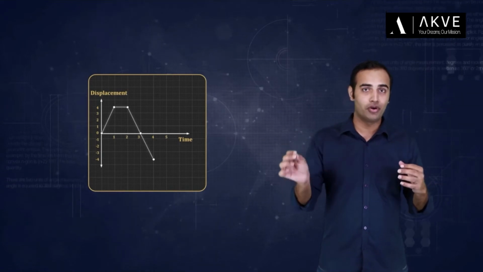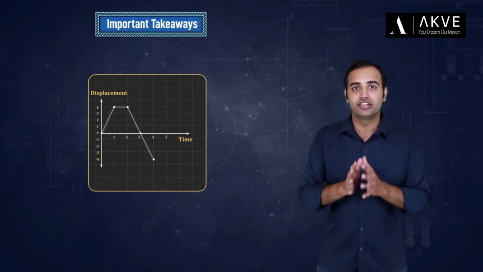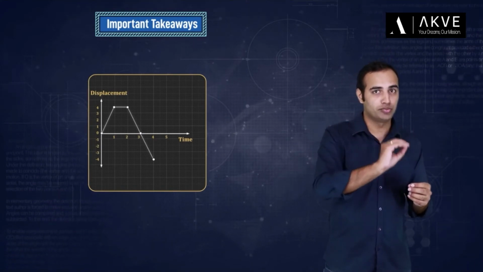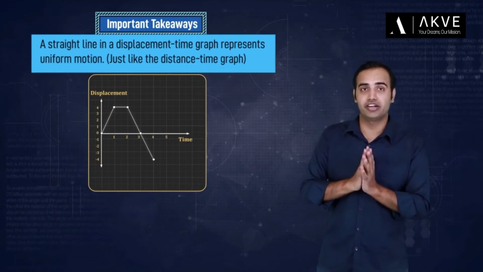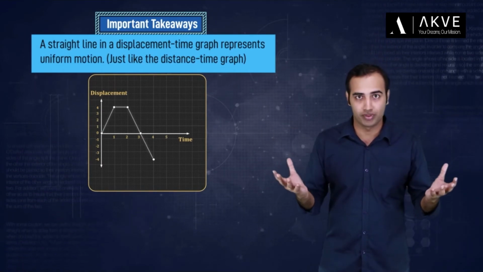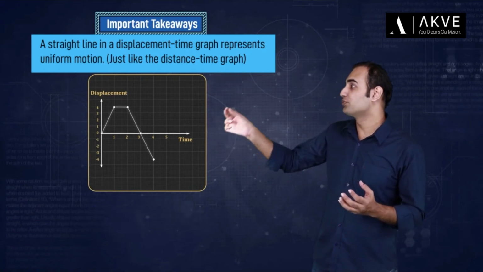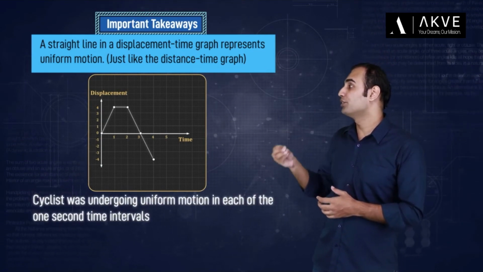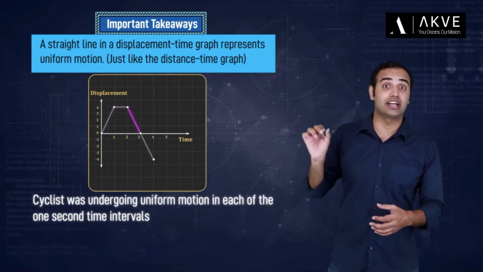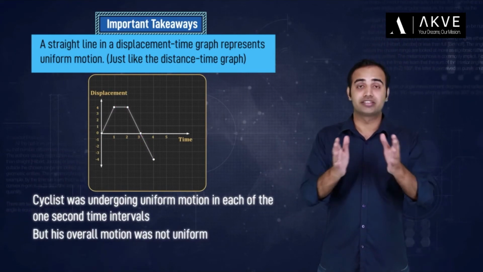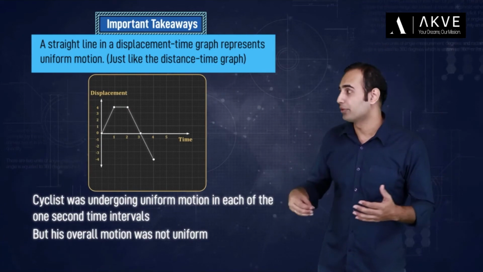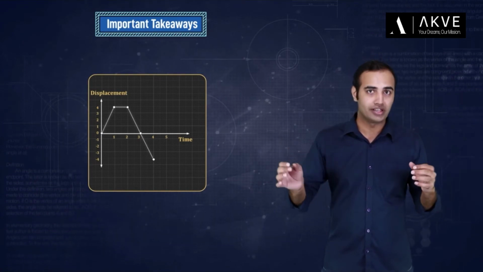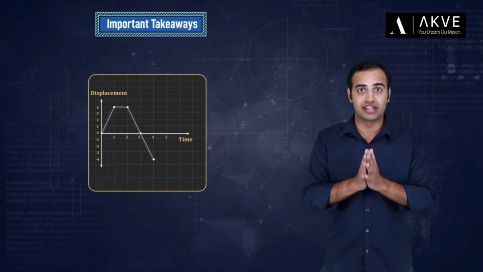Now at this point, I want to discuss a couple of important takeaways. The first takeaway is that just like a straight line in a distance time graph represents uniform motion, a straight line in a displacement time graph also represents uniform velocity motion. So over here in our example, each of these 1 second intervals have a straight line present in them. So we can say that the cyclist was undergoing uniform motion in each of these 1 second time intervals. But we can also say that the cyclist's overall motion was not uniform because the velocity of the cyclist changed at multiple places.